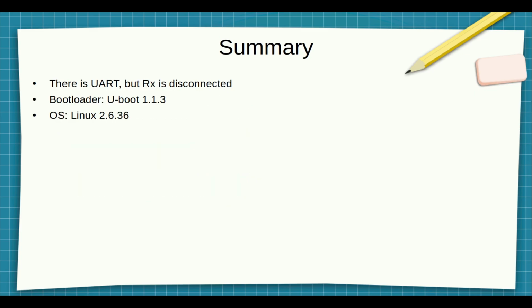So as a summary, we learned the continuity test, we learned how to measure the resistance against the ground, against the VCC, and also measure the voltage on the pins. We found out that there is a UART, but for security reasons, the RX is disabled, so we cannot send any command from our side. We learned that the bootloader is version 113, and we learned also there is an operating system with Linux version 2.6.36 and the root file system SquashFS. This is for this video.